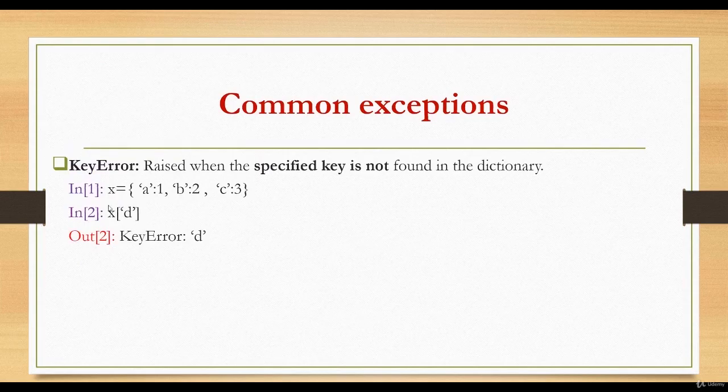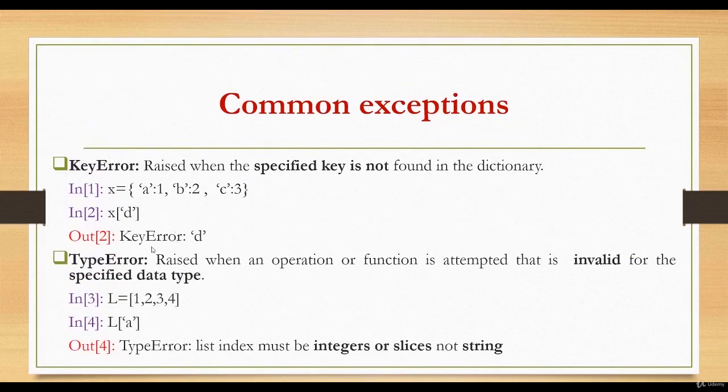Another kind of error is key error. Like in this dictionary, there are 3 keys A, B, C, and when you are using a key which does not exist in the dictionary, it is giving key error. Type error. In this example, this is a list, the index has to be either an integer or slices, and using a string is giving type error.